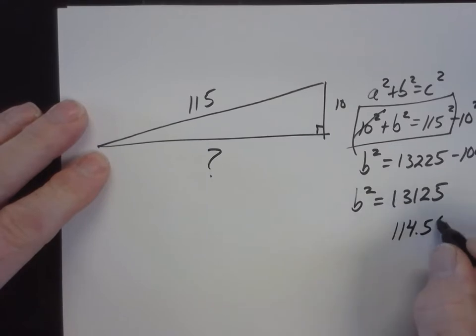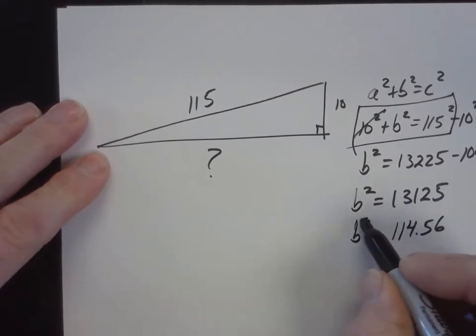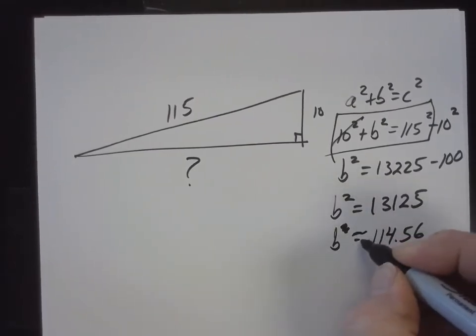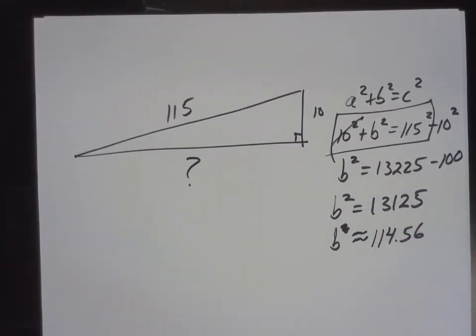I think in this book, oftentimes it will ask you to round to the nearest tenth. So we might just say 114.6. Okay, but that's pretty much it.